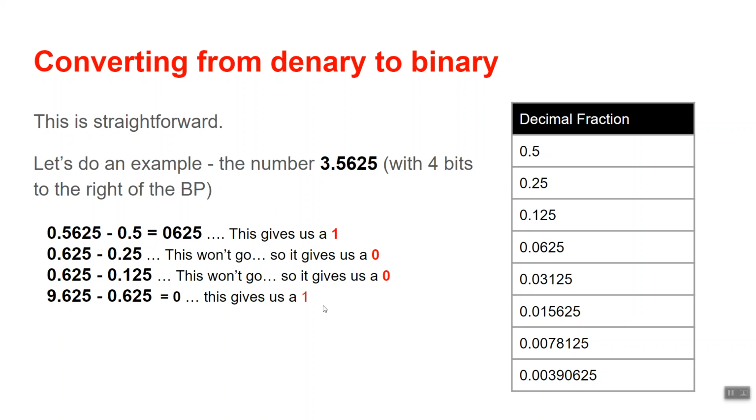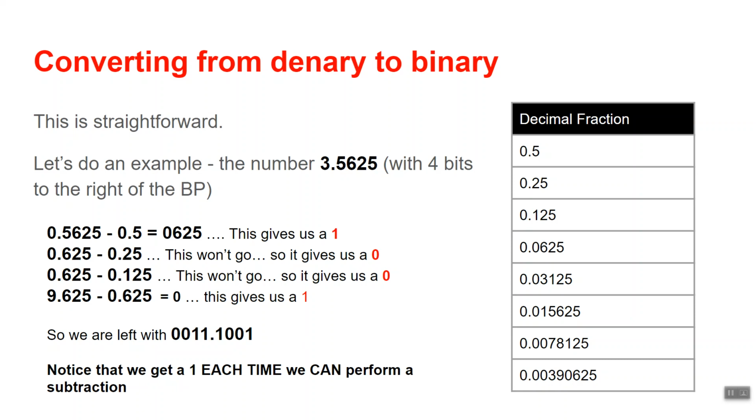So the whole number is 0011 dot 1001. That's slightly tricky, perhaps slightly confusing, because it's just something you need to practice, really. So there are some practice questions for you to do to get the hang of this. Each time here, the 1 signifies that we can perform a subtraction. It doesn't mean that 1 is the value of the subtraction.